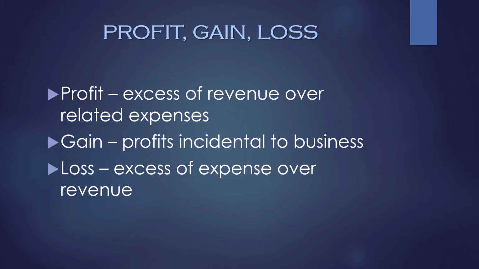Now let's see what is gain. Gain is nothing but the profit that a business enterprise gets which is incidental to the business. Incidental to the business means something which is out of the normal operations of the business. For example, if I gain something by selling an obsolete or old machinery, or by selling off my fixed asset, it's not a part of my business operation, but I got some profit out of it. This is calculated as the gain.